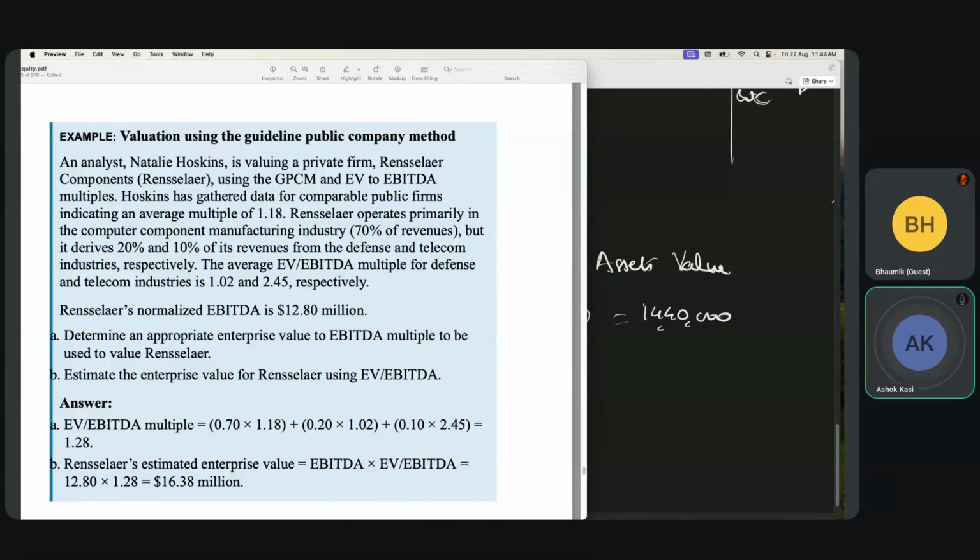Okay, so you are able to understand this? All they have done is 70% revenue weight, 20% weight and 10% weight. So based on the revenue, weights have been given. Then this is the enterprise value multiple. EBITDA into multiple will give you enterprise value. The sum is okay, right? Yes, very much.